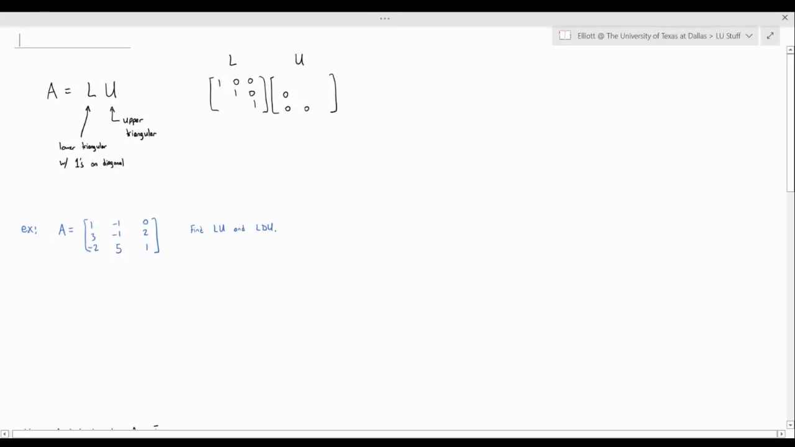The next section that I have prepared. So the LU factorization of a matrix A involves taking the matrix A and writing it as a product of two matrices, L and U, where U is an upper triangular matrix and L is a lower triangular matrix with ones on the diagonal. Generally speaking, your L will look something like this, and your U will look something like this, and the rest of the entries will depend on your actual matrix.